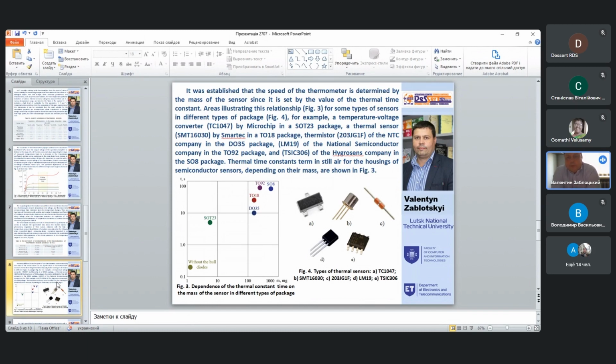Figure 4. For example, a temperature-to-voltage converter by Microchip in a DESSERT'2023 package, a thermal sensor by SmartTech in a TO18 package, a thermistor by the NTC company in the DO35 package, one by National Semiconductor in the TO82 package, and one by the Hygress company in the SO8 package. Thermal time constants in still air for the housings of semiconductor sensors, depending on their mass, are shown in Figure 3.